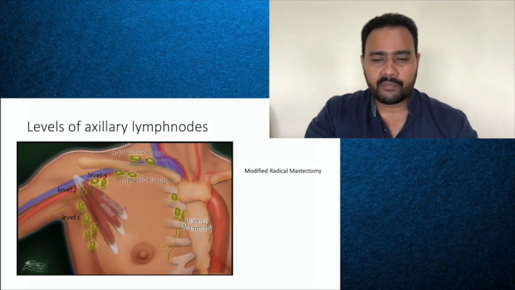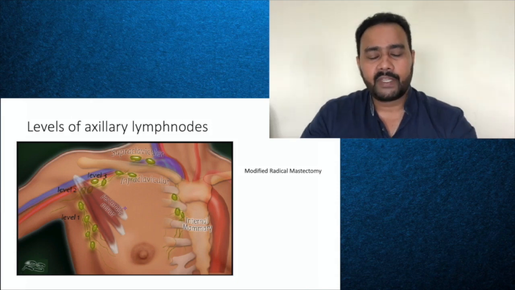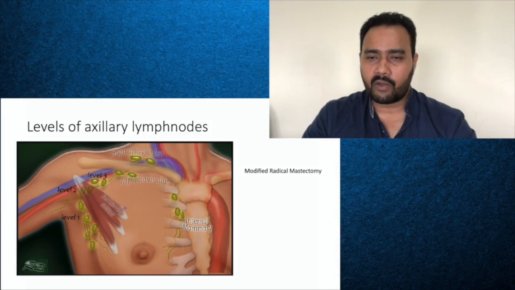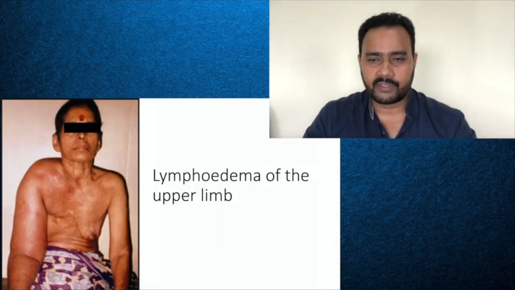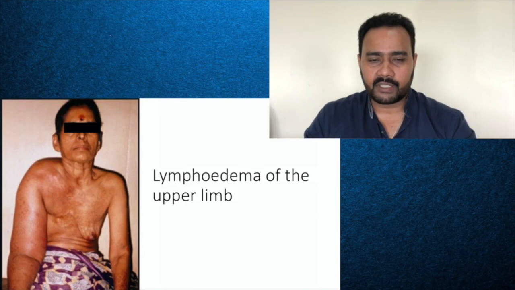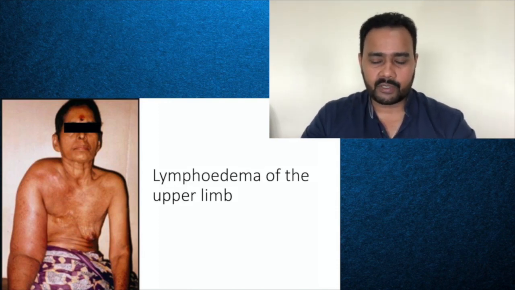And you know, these lymphatics drain the upper limb as well. So if you remove all the lymph nodes during modified radical mastectomy, people tend to develop lymphedema of the upper limb. So lymphedema of the upper limb is one of the complications after modified radical mastectomy. You can see here this woman has undergone a mastectomy, and after the mastectomy she has developed a lymphedema. So this limb is swollen compared to the opposite limb. That is the important thing you should understand.